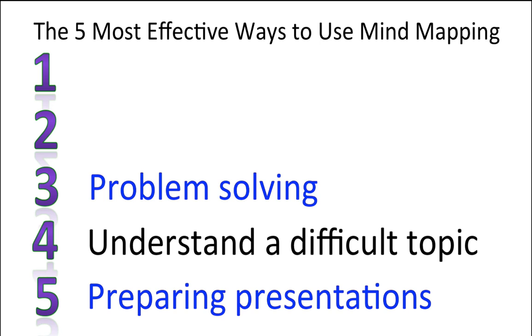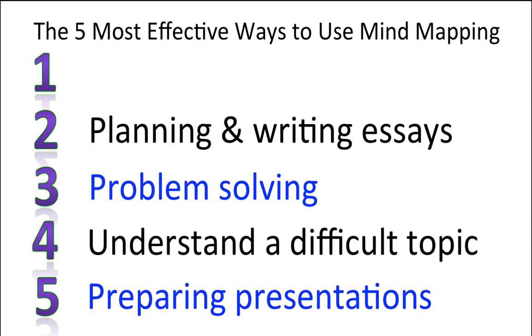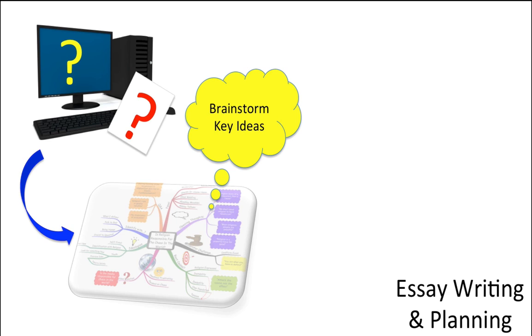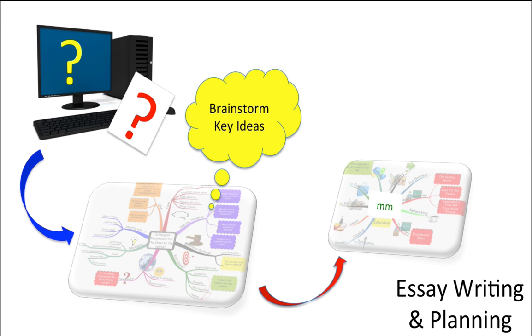Now at number 2, we have using mind mapping to plan your essays. No one likes to write an essay, and staring at a blank screen or a blank piece of paper is something you can avoid if you use mind mapping. Use a mind map to brainstorm all of the key ideas you could write about. Then on a new mind map, organise those ideas into logical headings where a main branch is a heading and its sub-branches are the key ideas for that heading.